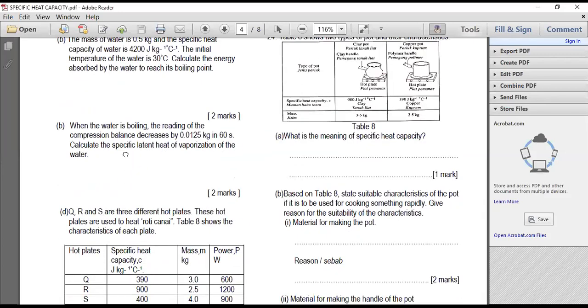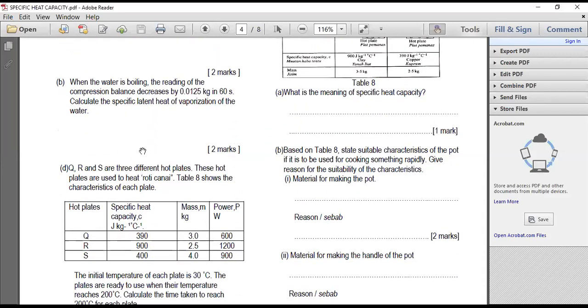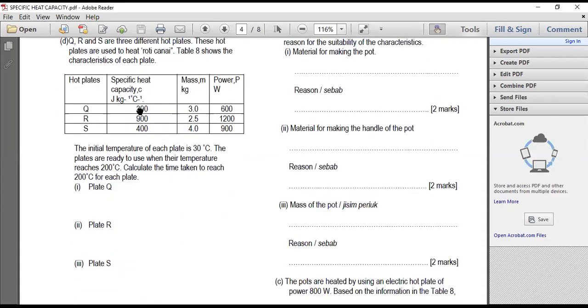When the water reaches boiling point, this question we ignore for a while because we haven't learned latent heat yet, so I'll skip this for the time being. Okay, we look at D.